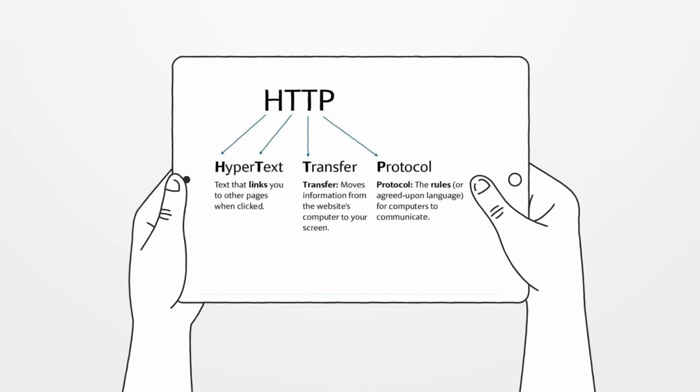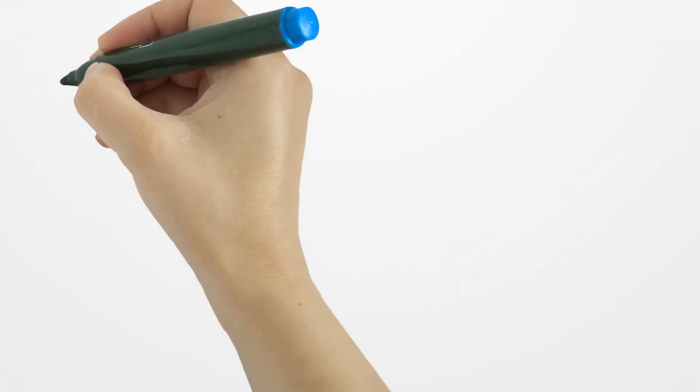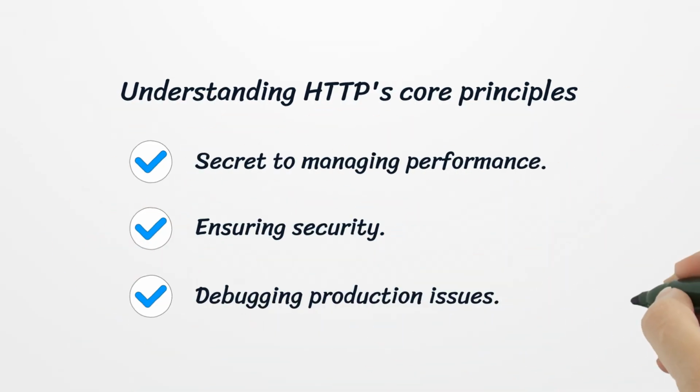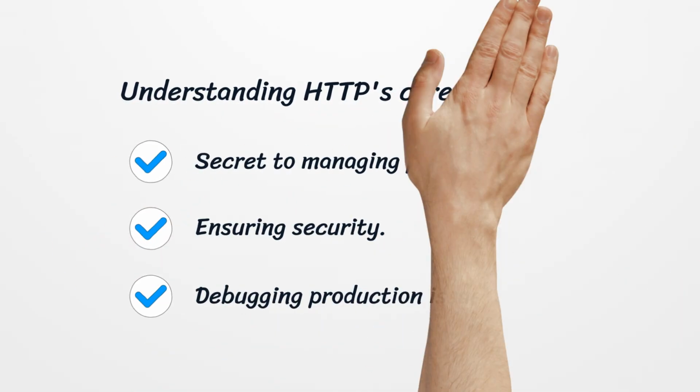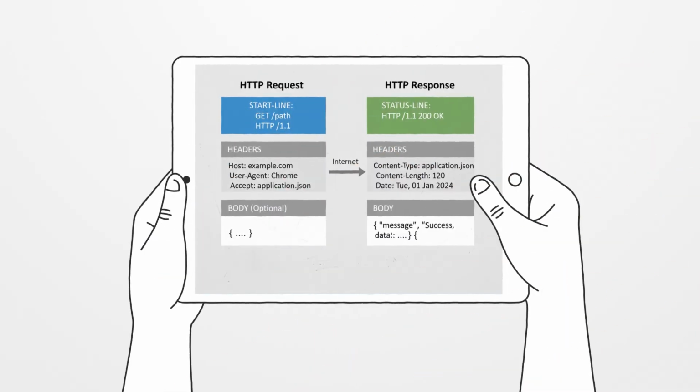HTTP is the unseen infrastructure that carries virtually every piece of information across the modern internet, from simple web pages to complex data requests. Understanding HTTP's core principles is the secret to managing performance, ensuring security, and debugging production issues. HTTP is an application layer protocol, meaning it defines the specific rules for how data should be formatted and transferred between applications, like your mobile app and a server.